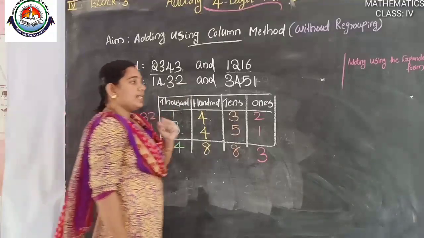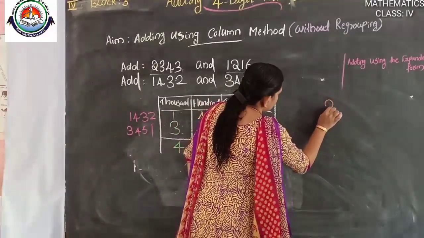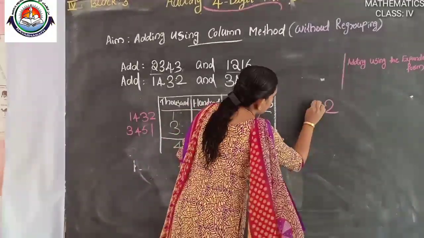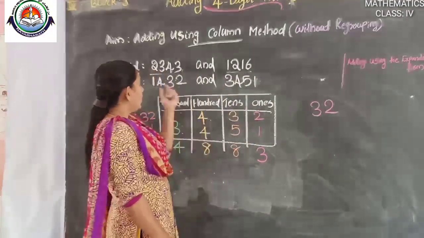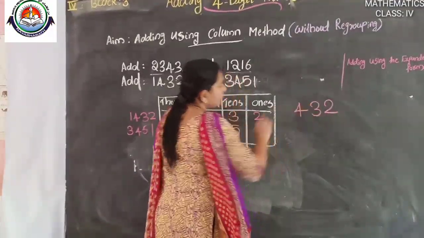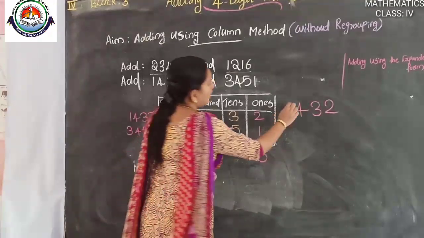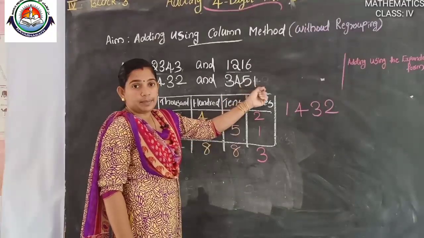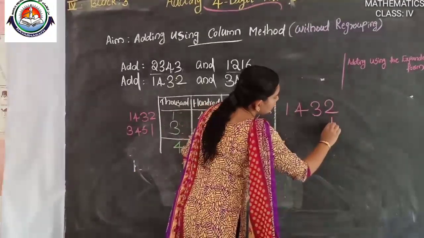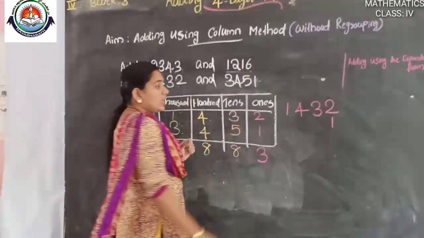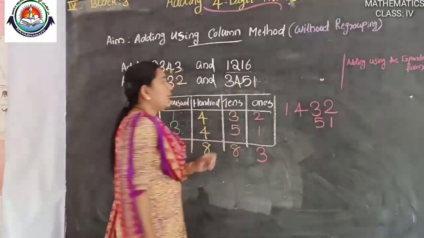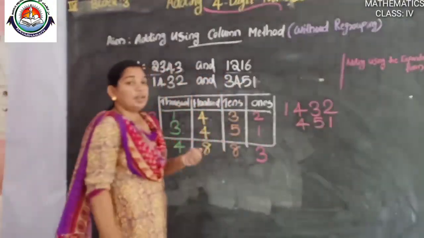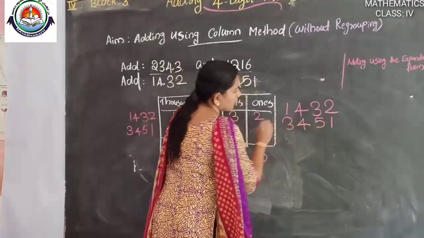1432. From the right side we are writing 2 first in the right side. Second 3. Tens place is 3. 100 place is 4. Then 1000 place is 1. Then second number is 3451. 1 in the place of ones, 5 in the place of tens and 4 in the place of 100, 3 in the place of 1000. Okay.